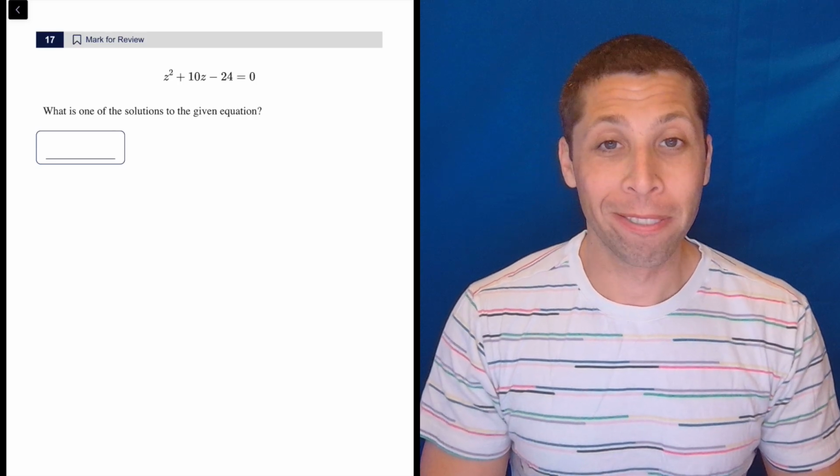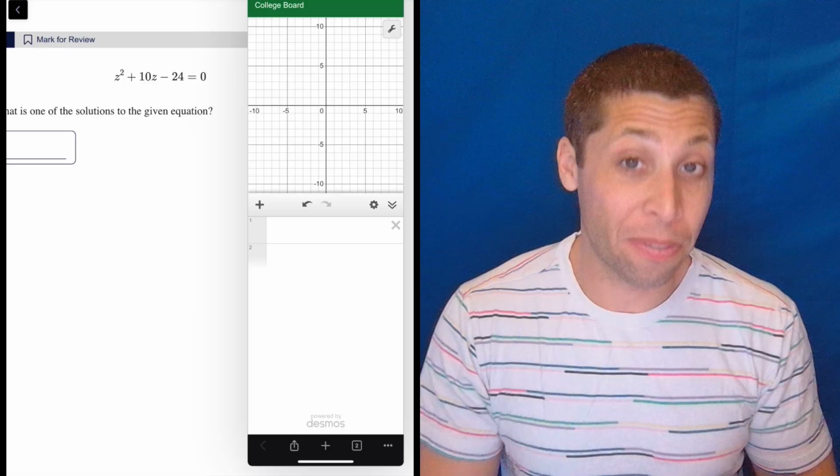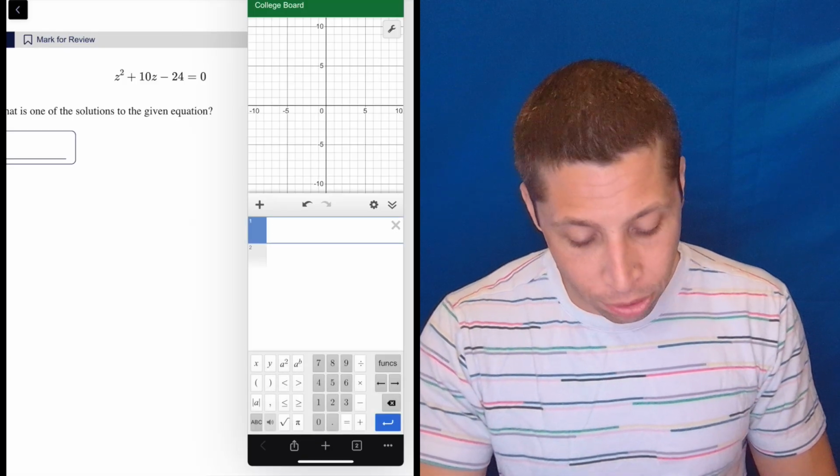You can do algebra here, but you can also just throw this in Desmos. I'm going to show you because some of you need to factor, and some of you are bad at factoring. You don't realize it. You lose negatives, things like that. So just type it in.